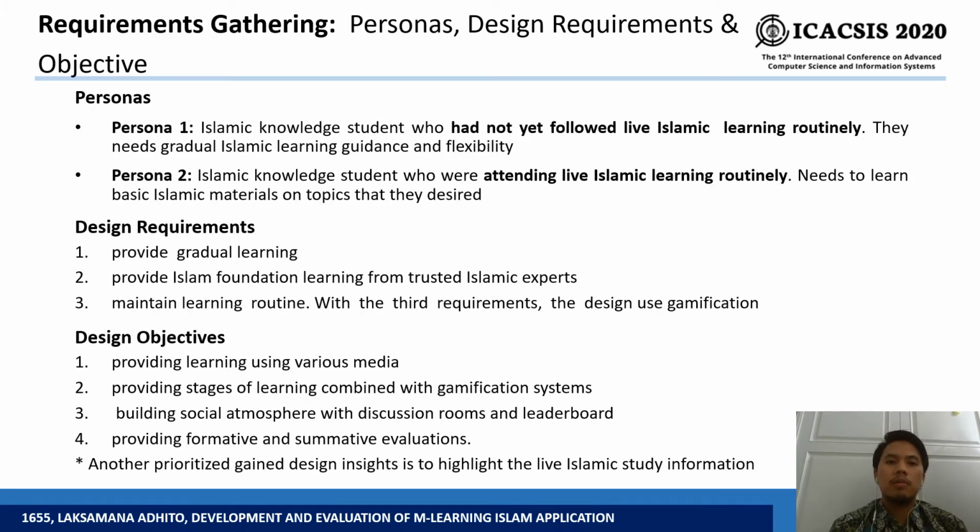And then we jump to the requirement gathering section. So in this requirement gathering section, there are two sections. The first one is persona. So in this research, we obtained two personas. The first persona is an Islamic knowledge student who hadn't yet followed live Islamic learning routinely, and the second persona is an Islamic knowledge student who was attending live Islamic learning routinely. The first persona needs gradual Islamic learning guidance and flexibility, and the second persona needs to learn basic Islamic materials on topics that they desire.